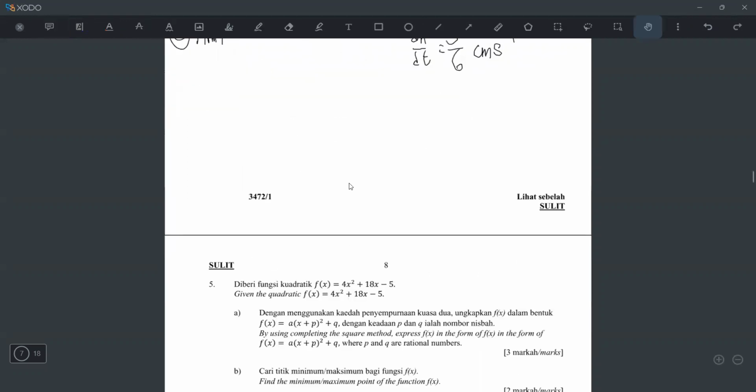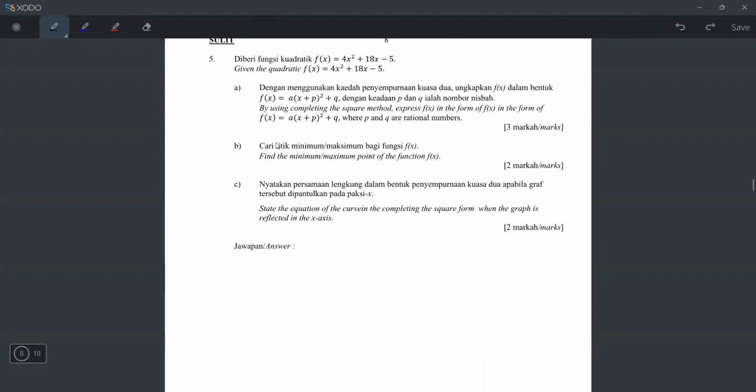Okay, let's continue. Number 5. They say given the quadratic function is this. By using the completing the square method, express f(x) in the form of this, where p and q are rational numbers. Okay, this is the general form.